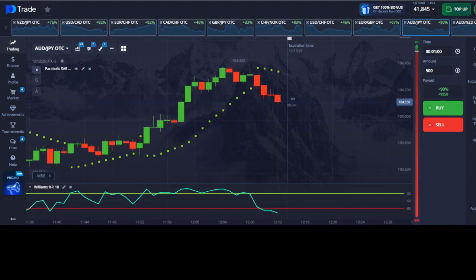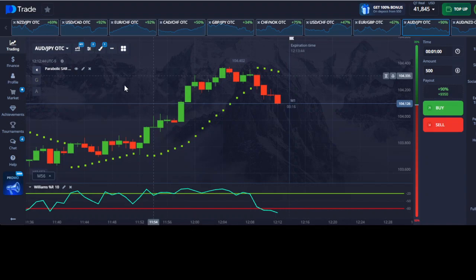Today I'm on the Pocket Option platform and I'm going to be trading OTC currency pairs. It's Saturday, so OTCs are the only trading available over the weekend. I'm going to be utilizing two indicators here.